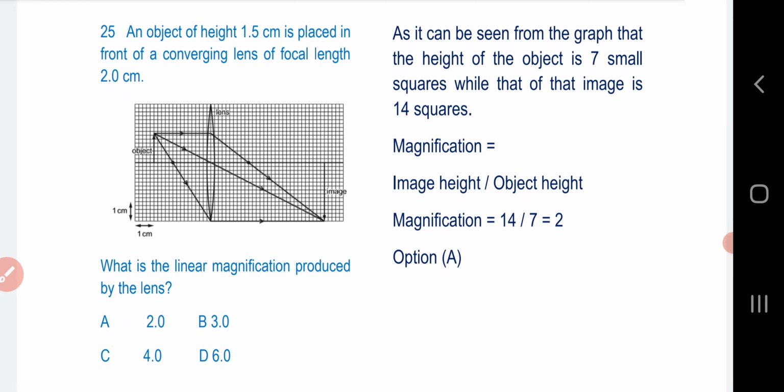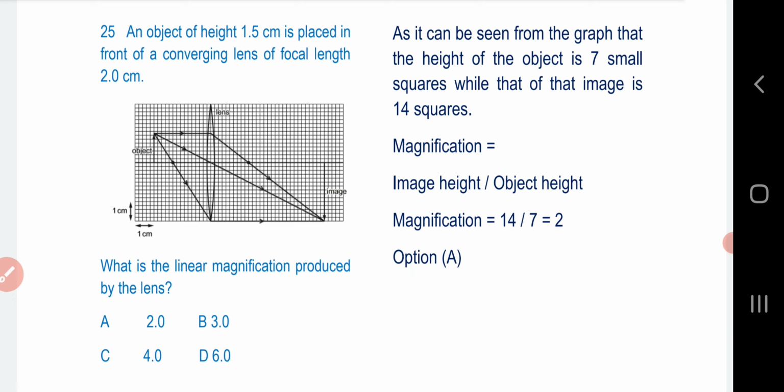Question number 25. An object of height 1.5 centimeter is placed in front of a converging lens of focal length 2 centimeter. What is the linear magnification produced by the lens? The height of the object is 1.5 centimeter. So if you measure the height of the image, it is 3 centimeter.